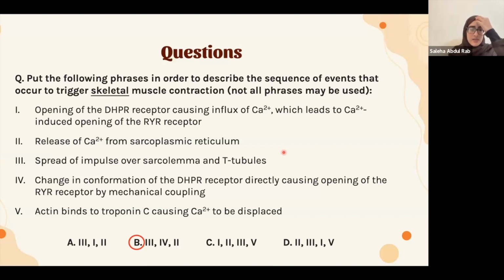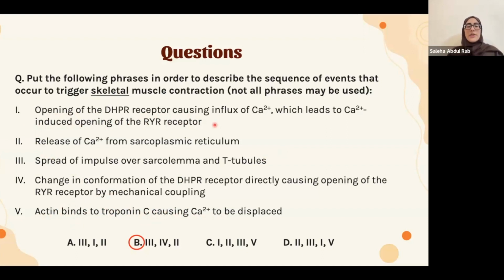And in case of a V, or 5, if you will, that never happens. Actin never binds to troponin C. And what else are we not using? We're not using number 1. Number 1 is what happens in cardiac muscle, not skeletal muscle.